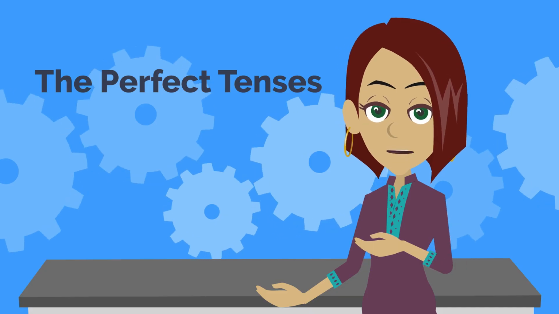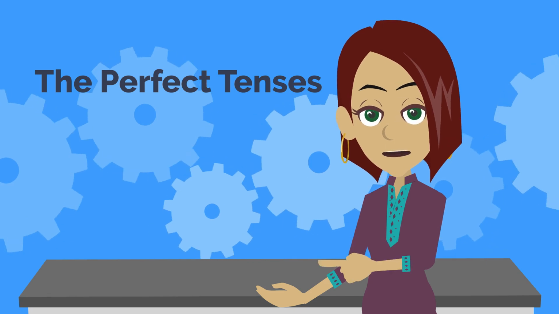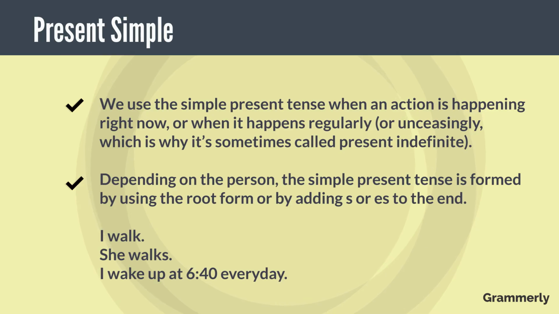Let's start with the easiest and work our way through these so we can better understand them and how to present them to a class. Present simple. We use the simple present tense when an action is happening right now, or when it happens regularly, or unceasingly, which is why it's sometimes called present indefinite. Depending on the person, the simple present tense is formed by using the root form or by adding s or es to the end. I walk.